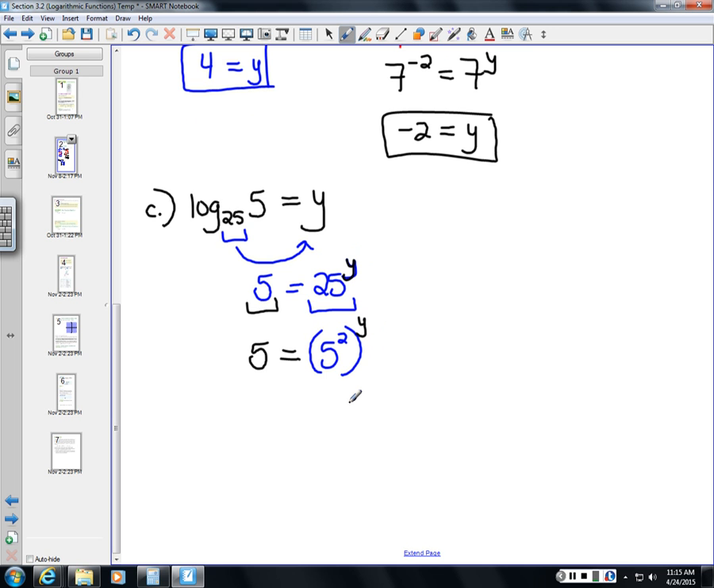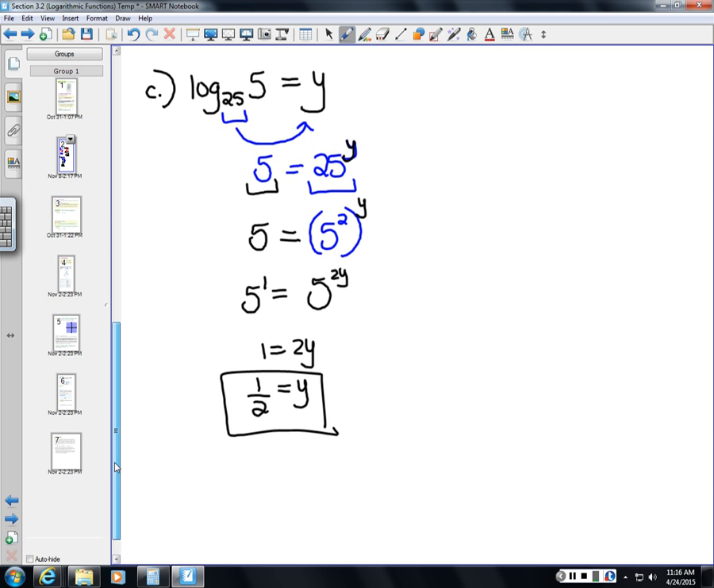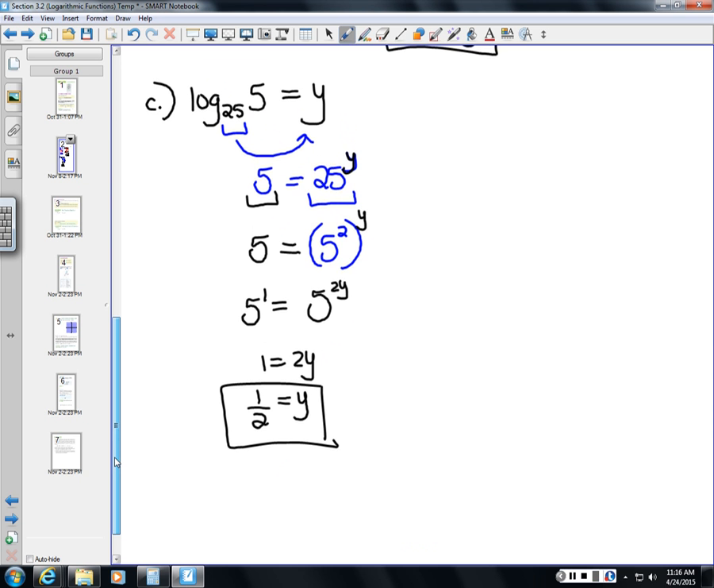You still have this y power. So again, using our rules of exponents, we know that this is a power to a power, which means I've got 5 to the 2y power, because a power to a power tells me to multiply. So now that I have these as the same base, the base on the left is a 5, the base on the right is a 5, for these to be equal, that means the exponents have to be equal. So divide both sides by 2, and on this one, our y is equal to 1/2. Okay, so that's what log base 25 of 5 is equal to, 1/2.